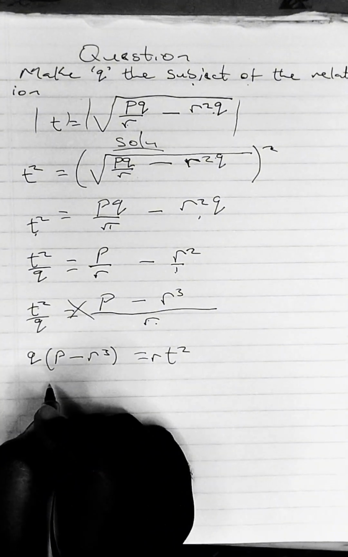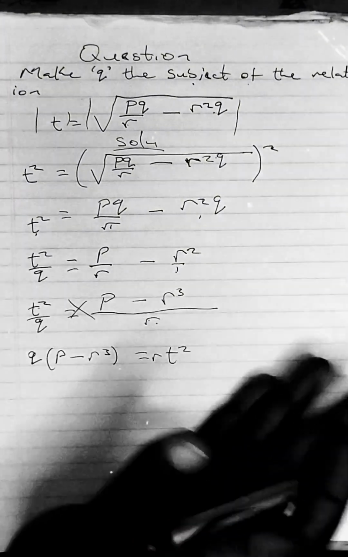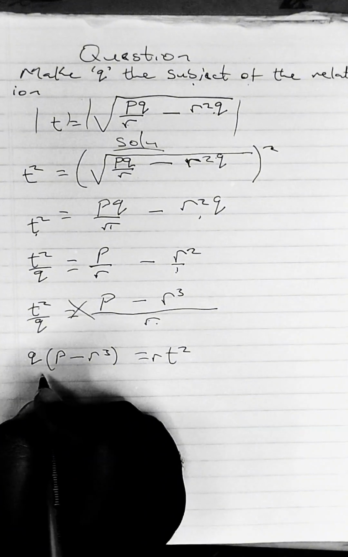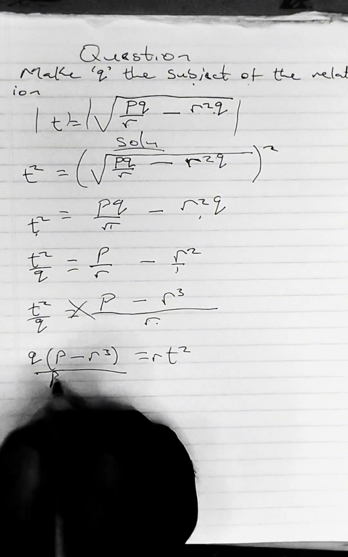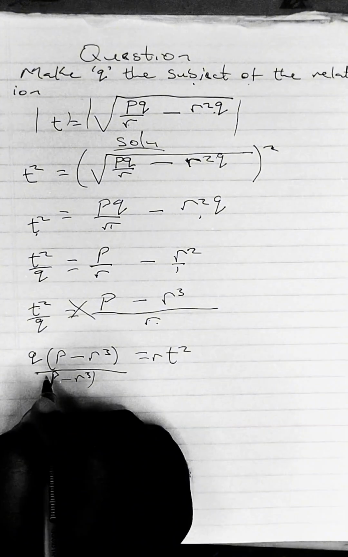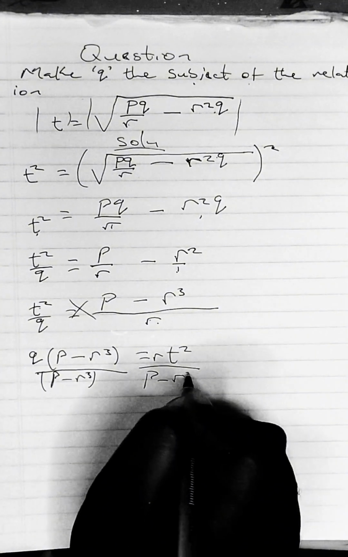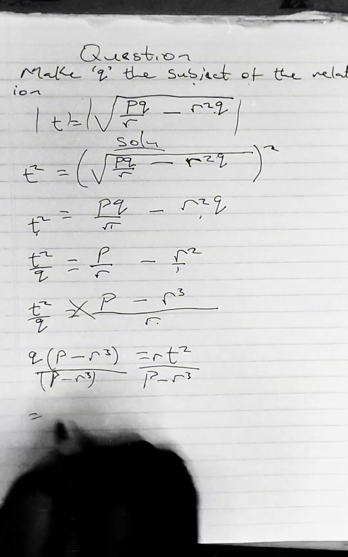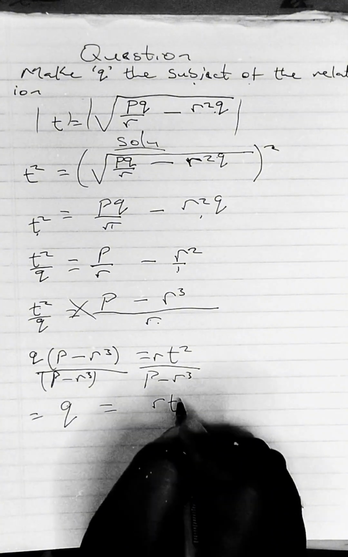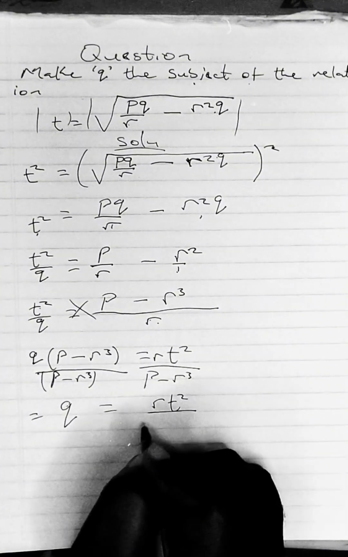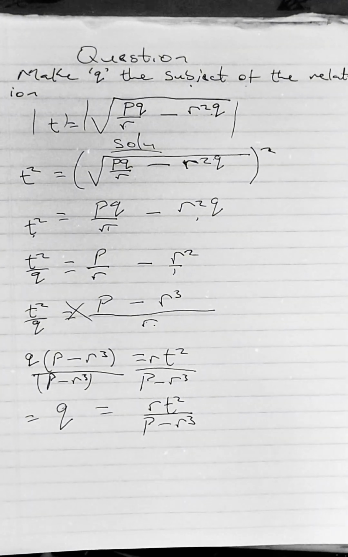So that gives you what? So what you do now to get Q to stand alone. When they say subject of formula, make Q stand alone. So you divide both sides by P minus R cubed, P minus R cubed. Which gives what? Q is equal to R T squared over P minus R cubed. Thank you.